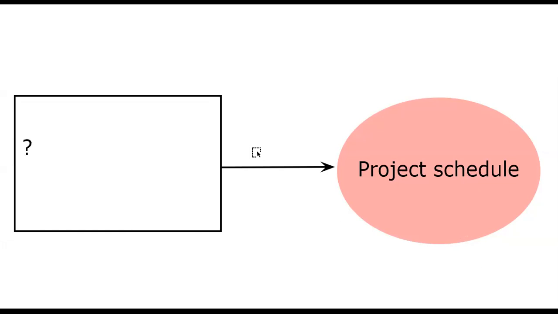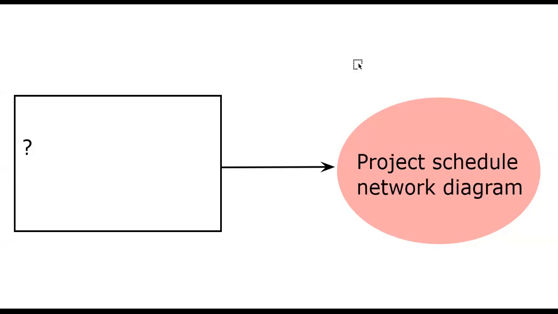6, 5, 4, 3, 2, 1. The answer to this, I actually just mentioned it. It is develop schedule. From develop schedule, you get your project schedule. All right. 2 left. Here's your next one. From which process do we get project schedule network diagram? Project schedule network diagram.